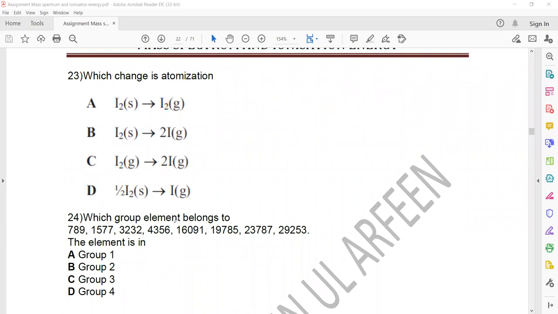Then question 24, which group does the element belong to? These are the successive ionization energies. So 789, 1500, 3000, 4000, and suddenly a very big jump from 4000 to 16,000. So this is a big jump. When it's a big jump, it means the electrons which were removed initially were from the last shell, or it shows the shell changes. So how many electrons are removed before this big jump? So 4 electrons are removed. It means this element belongs to group 4. Is it clear?